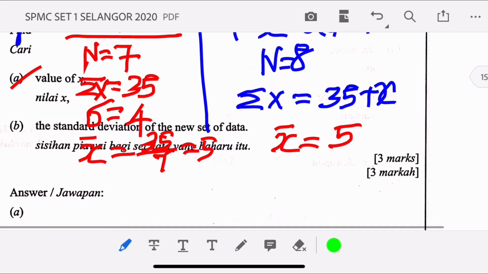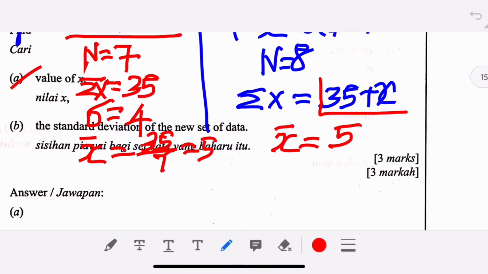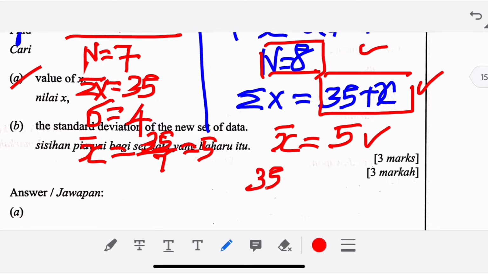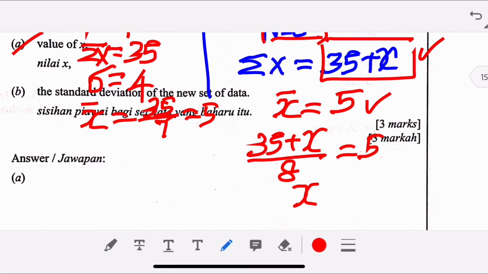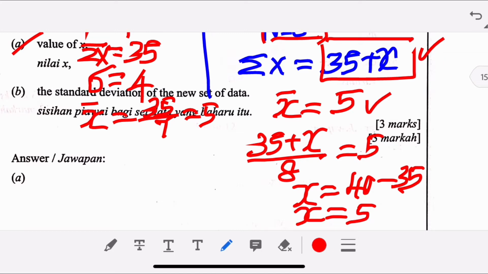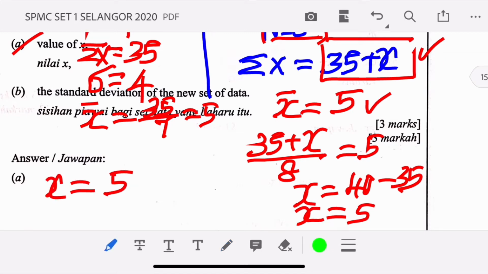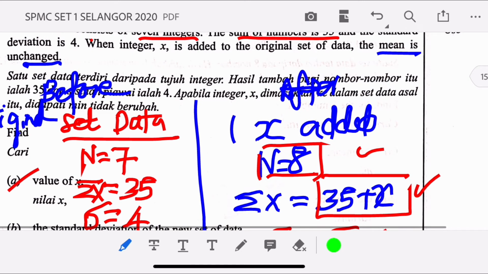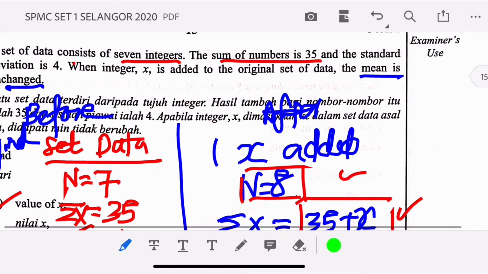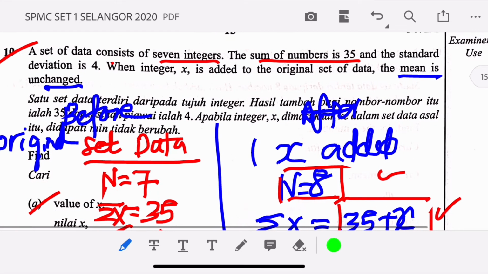So how do you find the value of x? Because you have the total and you have the n, so the mean, you have all these 3. That means (35 plus x) divided by 8 should be equal to 5. And hence x will be 40 minus 35. So the data you added, x, is 5, right? Okay, so make your mind clear that there are 2 sets of data, before and after.